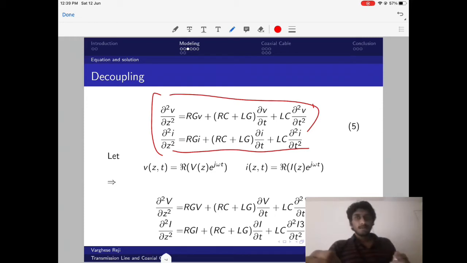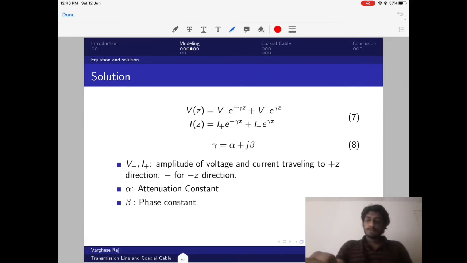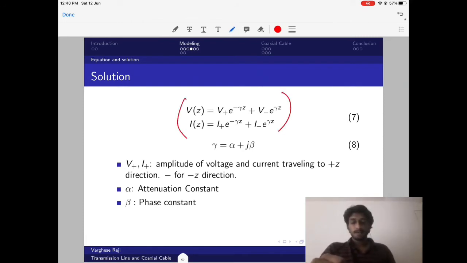Now for our ease, we are taking these as complex numbers. This small v is the real part of capital V of Z e raised to j omega t, and the small i is the real part of I of Z e raised to j omega t. Now we substitute that into our coupled differential equations, and we will get this. Now the general solution will be like this. We get the general solution for both current and voltage.